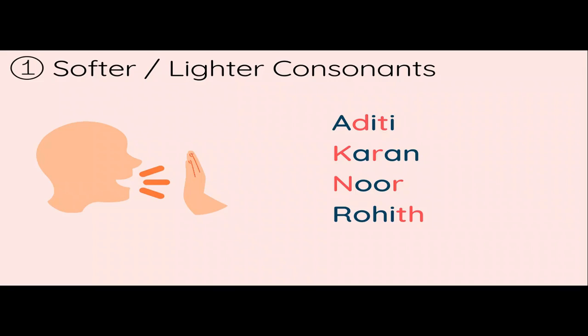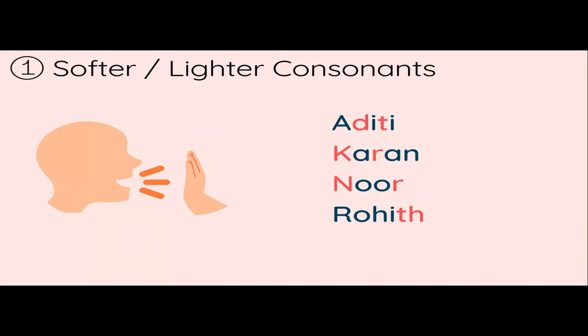Da, da, da, da. Notice that each time the puff of air grows smaller and it sounds lighter. Now let's try it with the letter P. Pa, pa, pa, pa. Now let's try it with the letter T. Ta, ta, ta, ta. Notice how it's getting softer and lighter? So you can use this trick to basically help you pronounce all the consonants in any Indian name.